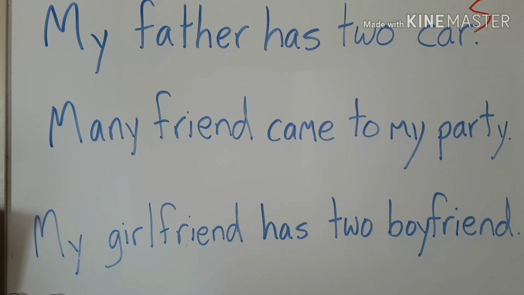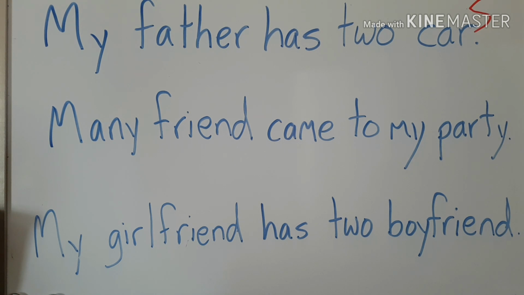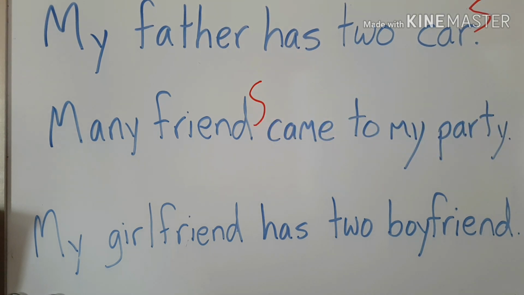The next one. Many friends came to my party. So I think the person means many friends, but they forgot the S. So maybe this person meant many friends came to my party. So let's put an S in there. Many friends came to my party. Just check the nouns and see if you can find the mistake.